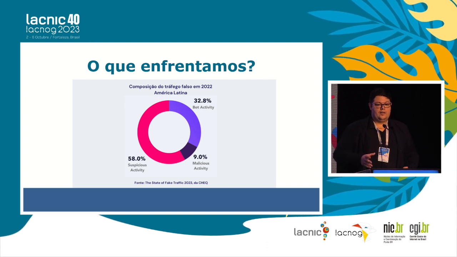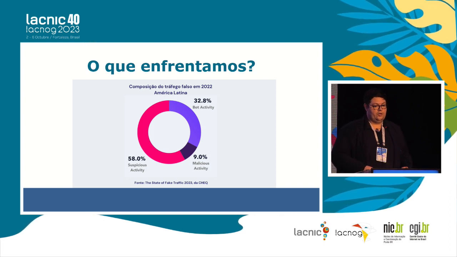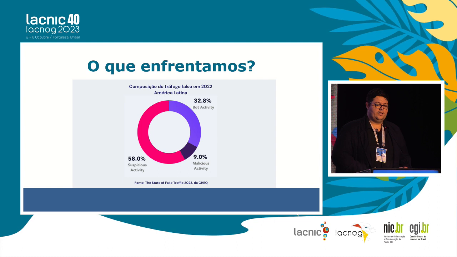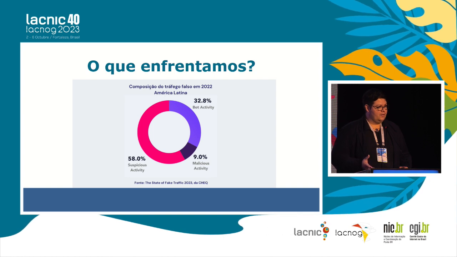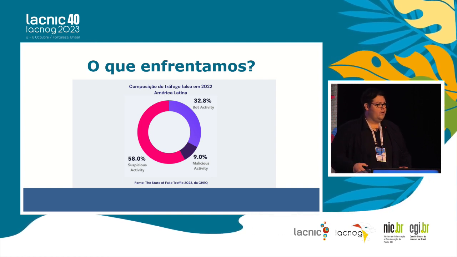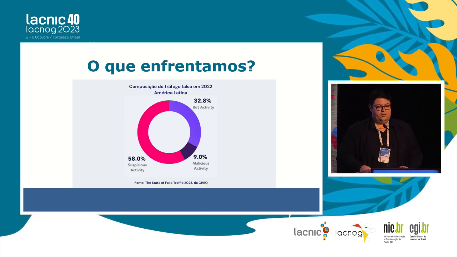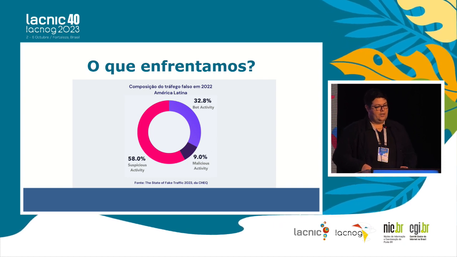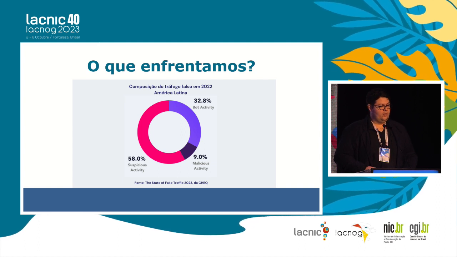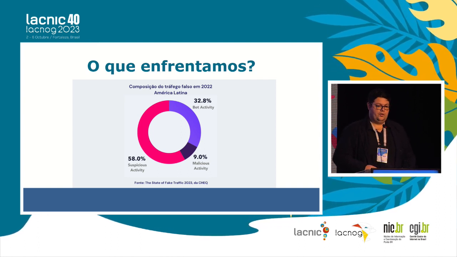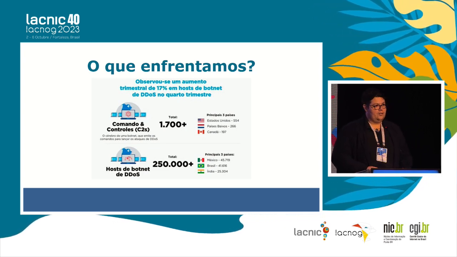Now, to mitigate the impact as far as possible, we deal with many situations. When we speak about the false traffic in 2022, we had 58% of suspicious activity. These are people who might be doing some kind of scam process. Then 32% are bot activities, and 9% is malicious activity. So this is related to fake traffic of 2022.